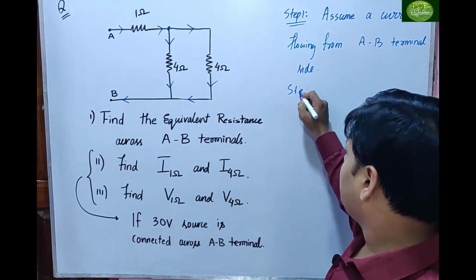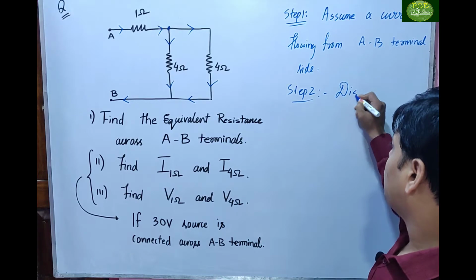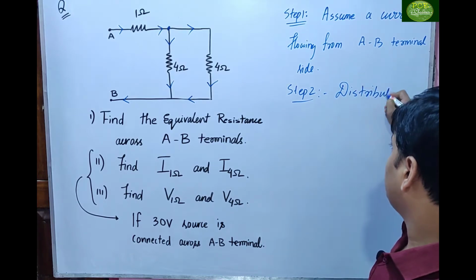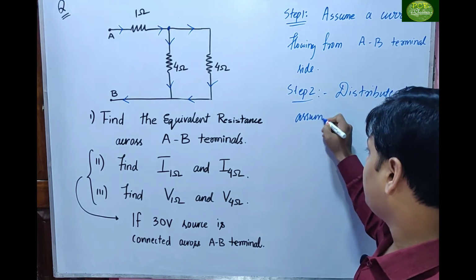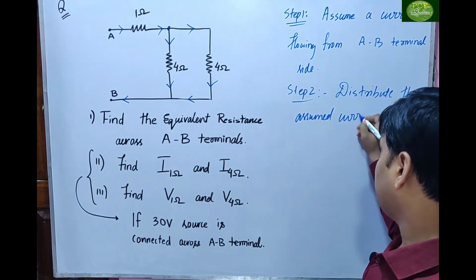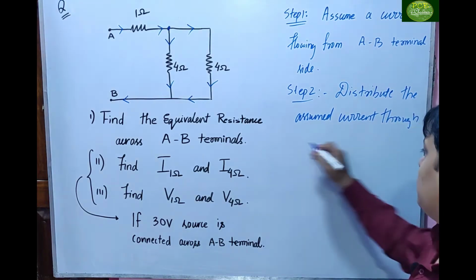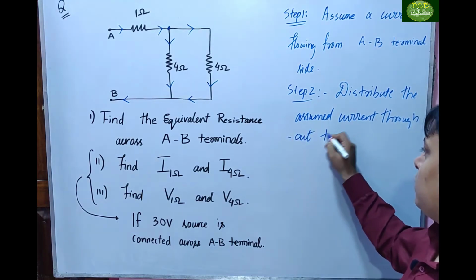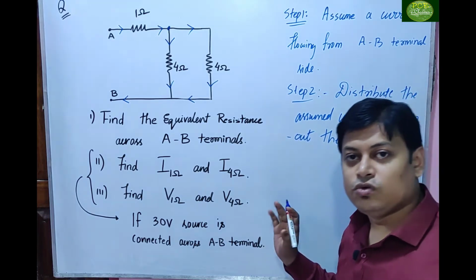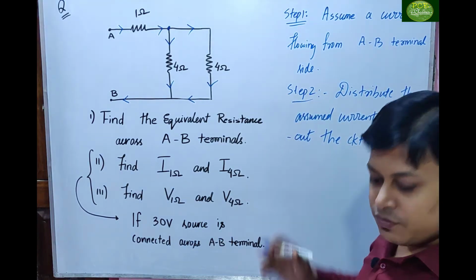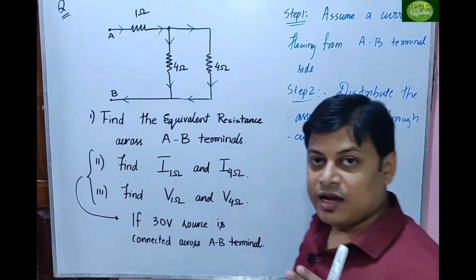Then step 2 is that you have to distribute the assumed current throughout the circuit. These two things we have done now. Now what we have to do is apply the conditions of the series and the parallel connections.